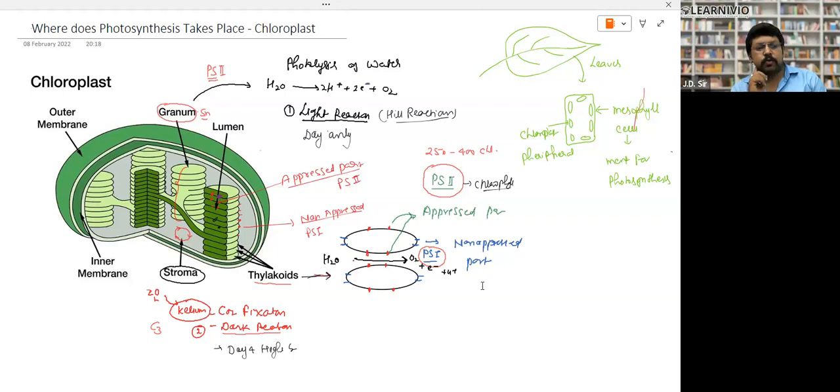When I ask you to explain the dark reaction or light reaction, then you have to explain this. When I ask you for the light reaction, then you have to explain photolysis of water, right? At least you have to draw one thylakoid. Let me know, rest of the people, when you have done it.